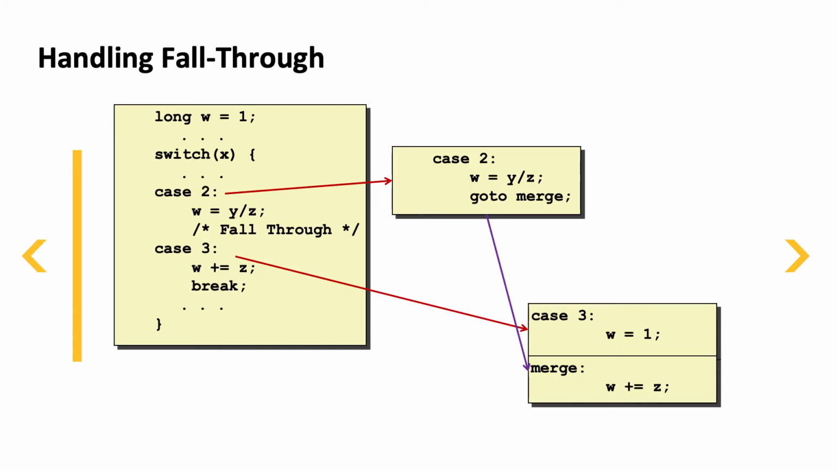Now, to handle the fall through for case 2 and case 3, in this case, we're actually going to have a few different labels. We're going to have a case 2, right, that lives out there somewhere. We're going to have a case 3 that lives out there somewhere, and we're going to have something we're going to call merge to deal with falling through from those cases. So if we were to call case 2, we'll just go ahead and do y divided by z, and then we'll go to merge, which is going to increment w by the amount of z, right? And that's the code that we see in case 3.